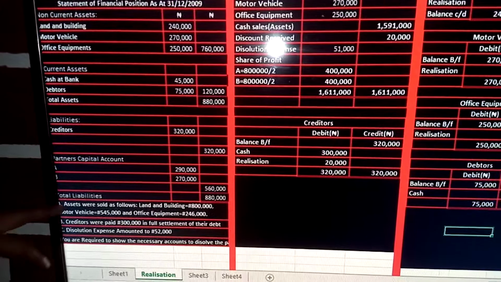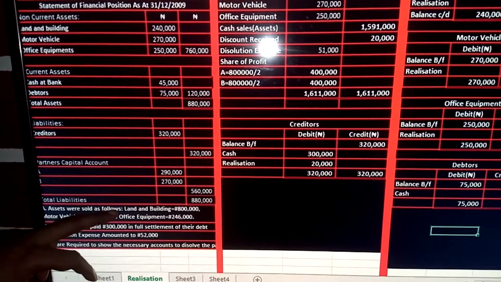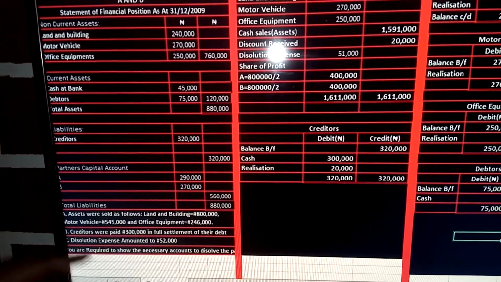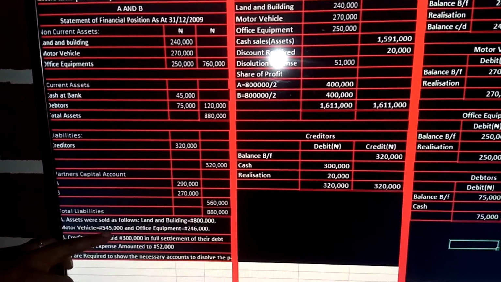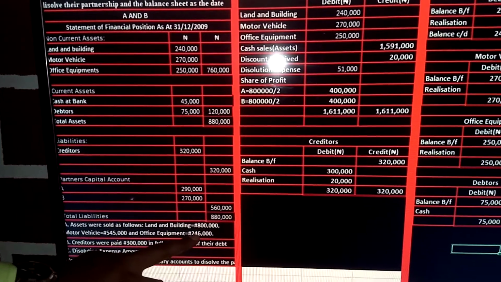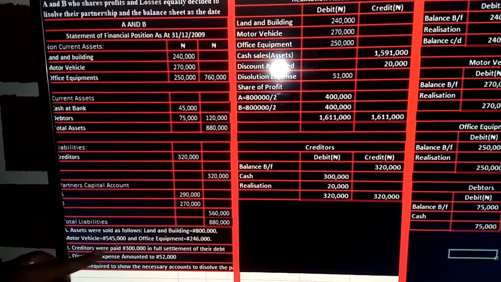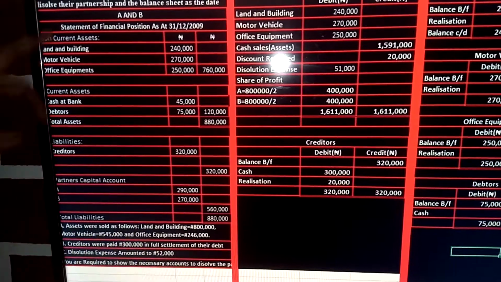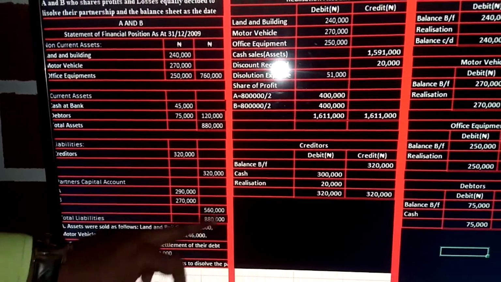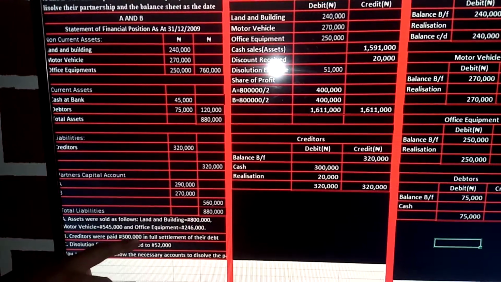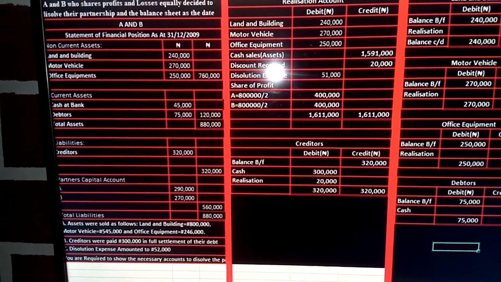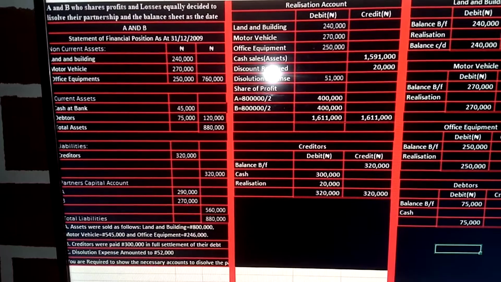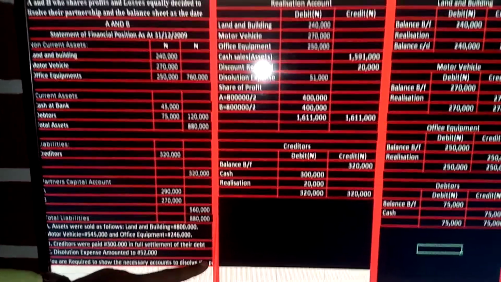Now they said the assets were sold as follows. Land and building was sold for 800,000, motor vehicle was sold for 545,000, and office equipment was sold for 246,000. Then they said creditors were paid 300,000 in full settlement of their debt. If you look at creditors here, it's 320,000, but we paid 300,000, and that means there's a discount received. Dissolution expenses amount to 52,000. You're required to show the necessary accounts to dissolve the partnership.